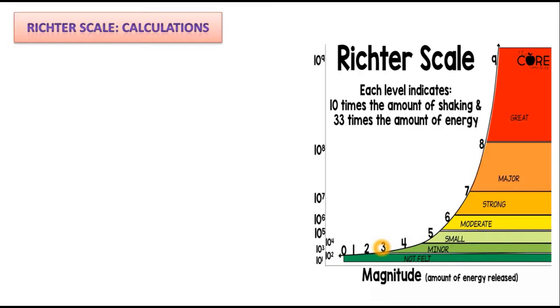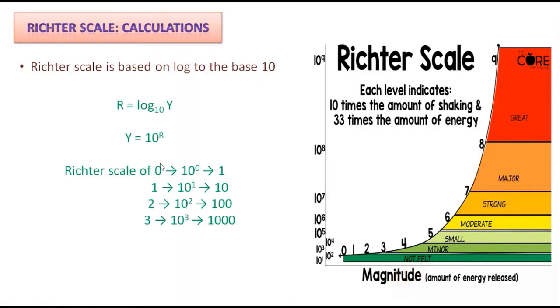That is because this is a logarithmic scale. Whatever value is there on the y-axis represents the amplitude. Now, we know that the Richter scale is based on the log to the base 10. That means the value of the x-axis, that is the Richter magnitude, let's denote it by r, is equal to the log to the base 10 of the value on the y-axis. Let's call the value of the y-axis y.